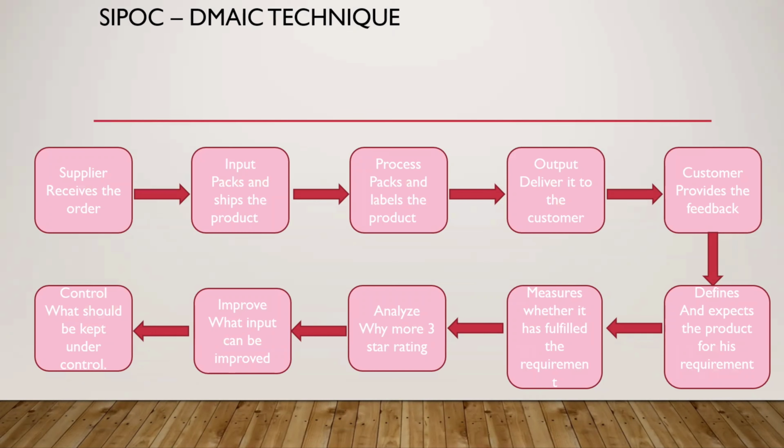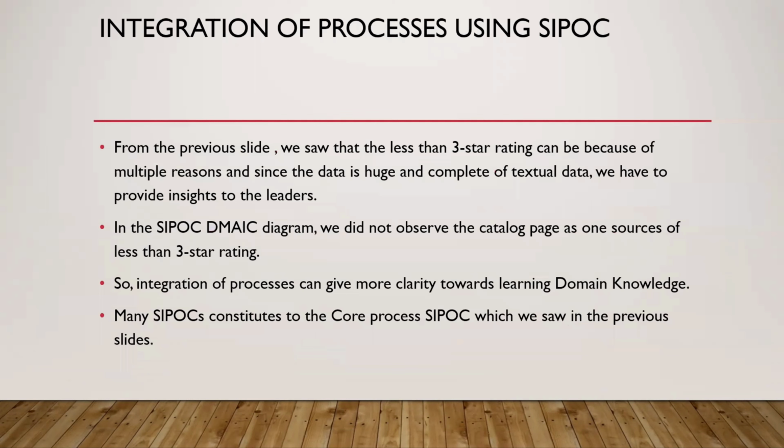So this is nothing but the SIPOC and inverted DMAIC. You can call it inverted DMAIC or a SIPOC DMAIC chart. With this, you can understand the high level of the problem, and then we can go one step deeper. From the previous slide, we saw that there are ratings lower than 3 stars, and it can be because of multiple reasons or multiple business environments.